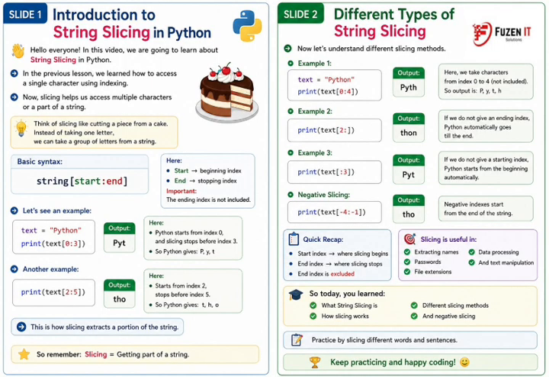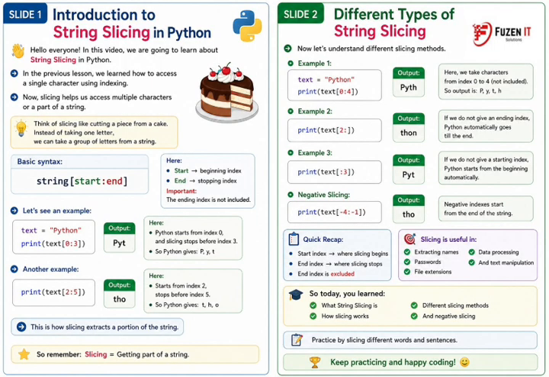The basic syntax for string slicing is string, start colon end. Here start is equal to the beginning index, and end is equal to the stopping index. The important thing is that the ending index is not included.